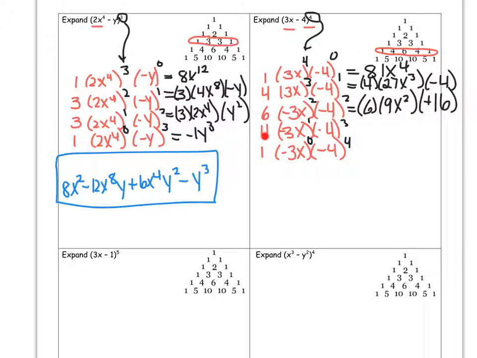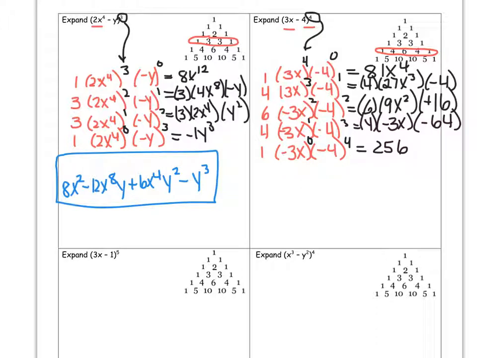And then now we have 4 times negative 3x times negative 4 to the 3rd. Well, negative 4 to the 3rd is negative 64. So we have 4, negative 3x, and negative 64. And then we have 1 times anything to the 0 power times negative 4 to the 4th power. Okay, so we have just negative 4 to the 4th, which is a positive 256.